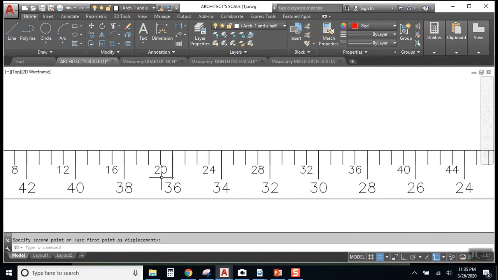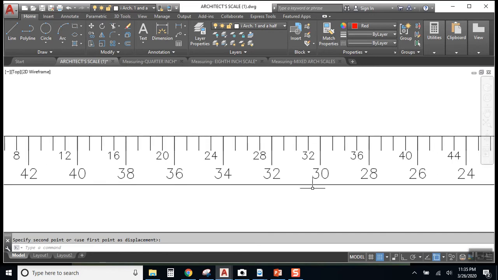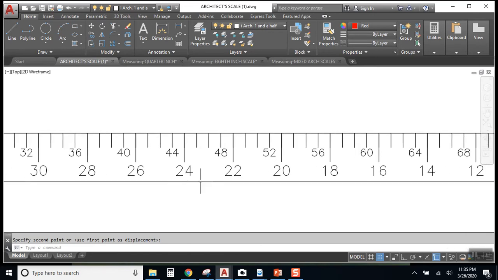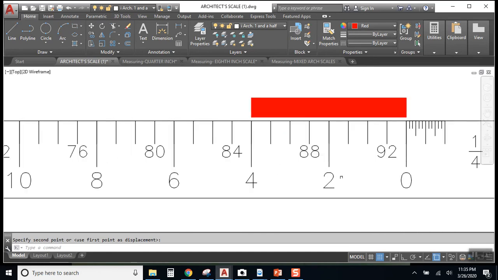If you went all the way down to the end of the architect scale, can you tell me how many feet you can get in one continuous measurement? That's right, you can measure 46 feet in one continuous measurement using the 1/4 inch scale on the architect scale. Now, only the odd numbered feet are left off. The even numbers are marked, but the odds are left off.